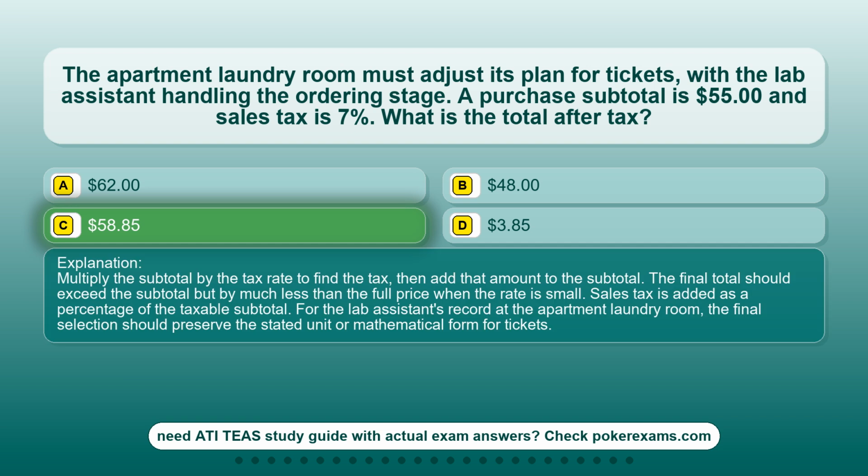Multiply the subtotal by the tax rate to find the tax, then add that amount to the subtotal. The final total should exceed the subtotal but by much less than the full price when the rate is small. Sales tax is added as a percentage of the taxable subtotal. For the lab assistant's record at the apartment laundry room, the final selection should preserve the stated unit or mathematical form for tickets. Question 25.